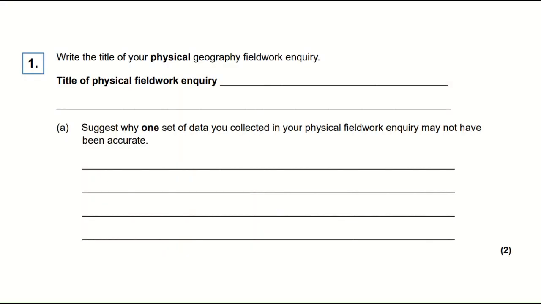So this is an example of one of the types of questions you would get. It says, write the title of your physical geography fieldwork inquiry, and it asks you the question, suggest why one set of data you collected in your physical fieldwork inquiry may not have been accurate. 2 marks. So for this, you would have to give a reason why it was not accurate, and then fully explain it. I'm going to give you a chance to have a go at this question yourself and pause the video, and maybe look back at some answers, and then we'll move on.